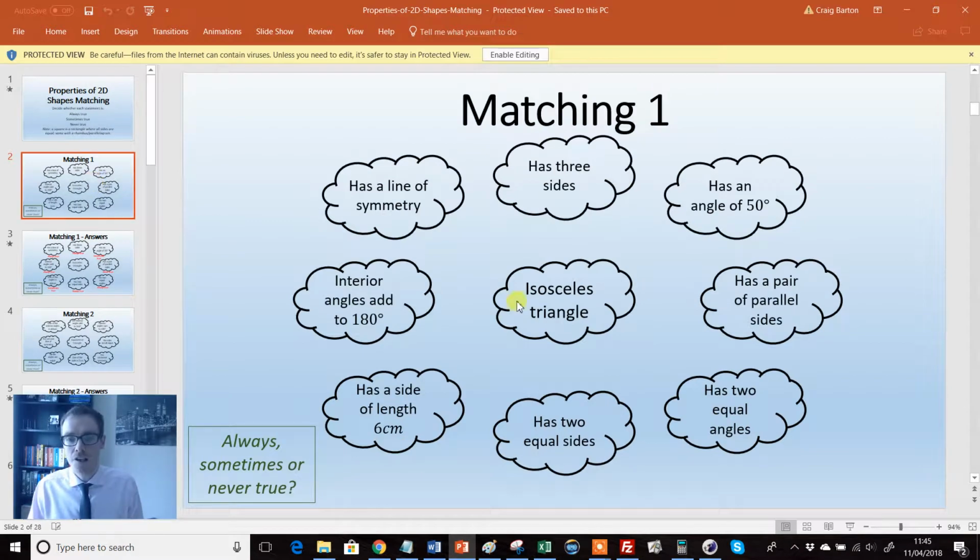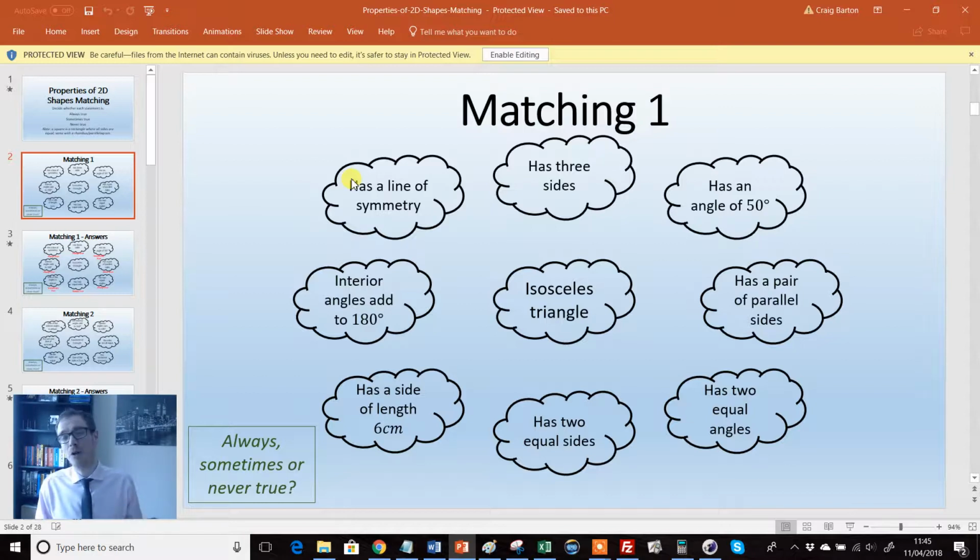So, matching. You get the shape in the middle. This is an isosceles triangle, and you have to decide whether each of these statements is always true, sometimes true, or never true. Now that always, sometimes, never is a common format, often used in maths discussions in lessons, and the reason is it's a flipping brilliant structure for a discussion because it really makes kids think hard, especially the sometimes bit. If they find an example that works, does it always work, or are there examples where it doesn't work?